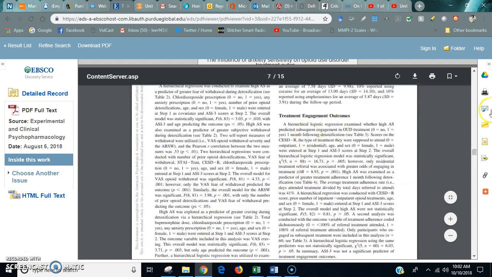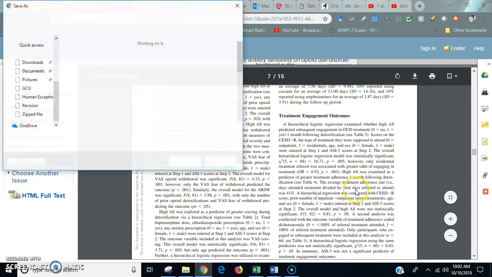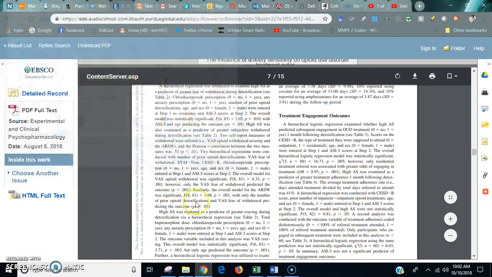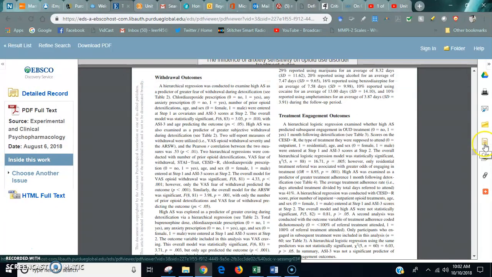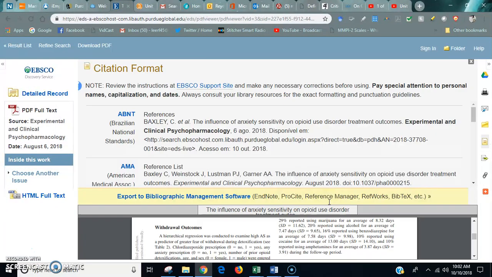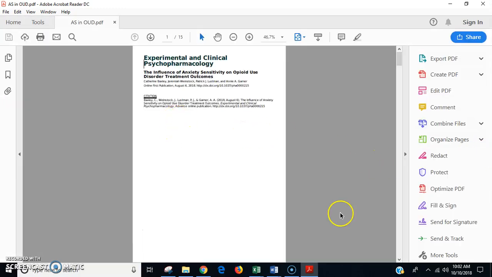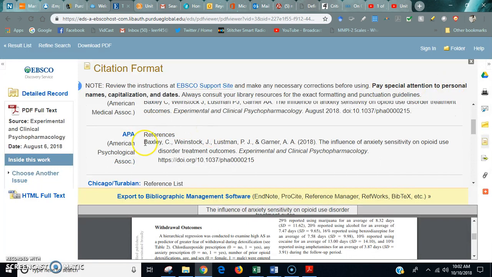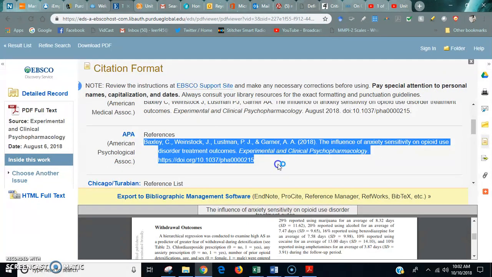Now, before you go ahead and download here, you click that, give it a title, AS in OUD, because I understand what that means, and I download that. Also, most importantly, get your citation. Get your APA reference right here. Already done for you. You don't have to sweat it.